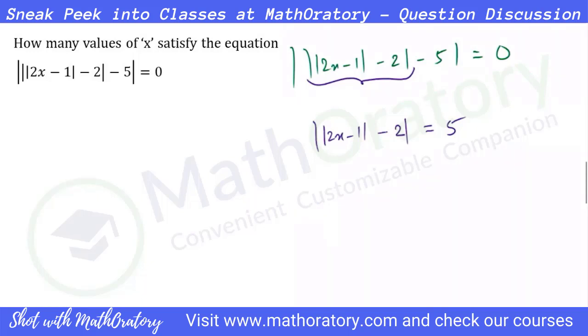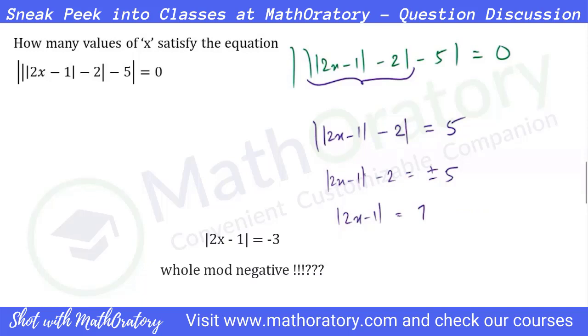So first thing, if I take this mod out, so I have mod of 2x minus 1 minus 2 is equal to plus minus 5. Now check this out. What you're getting is mod of 2x minus 1 is equal to 2 plus minus 5, right? 2 plus 5, 7 is fine. But can mod of 2x minus 1 be equal to 2 minus 5? That is not possible, right? So the only thing acceptable is 2 plus 5. So leave it at that.